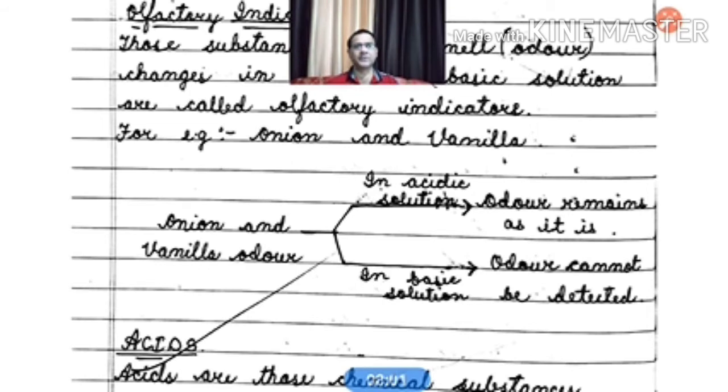We take a very small piece of cloth, and we first dip it in the onion or vanilla. Onion or vanilla have a unique smell, so the piece of cloth also starts giving the unique smell. Now the same piece of cloth we first put in the acidic solution, the odor remains as it is. It means the acid solution does not destroy the smell of onion and vanilla. That smell remains as it is. But the same type of piece of cloth, if we put in the basic solution, the odor cannot be detected. It means the odor of the onion and vanilla is completely destroyed in the basic solution.